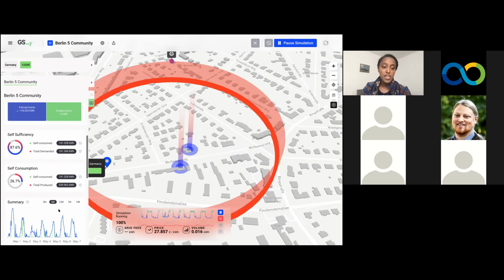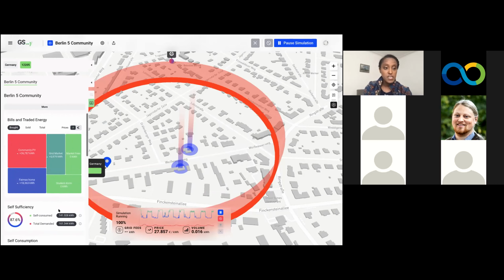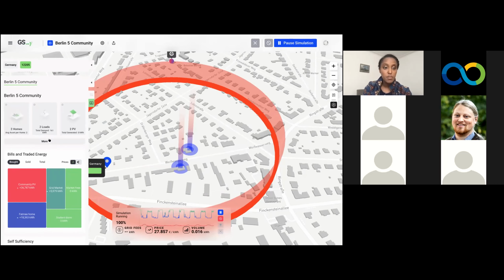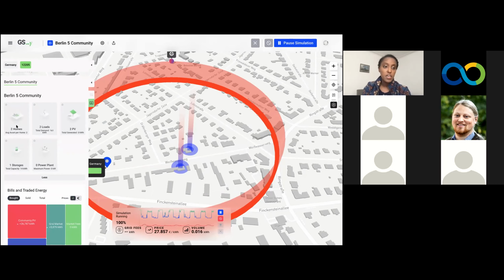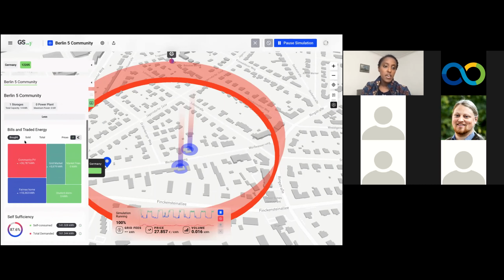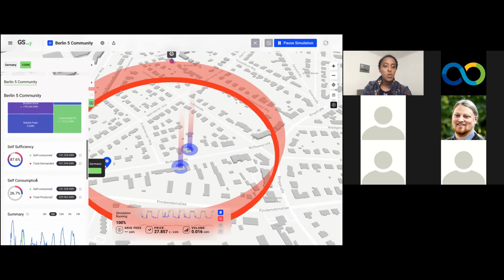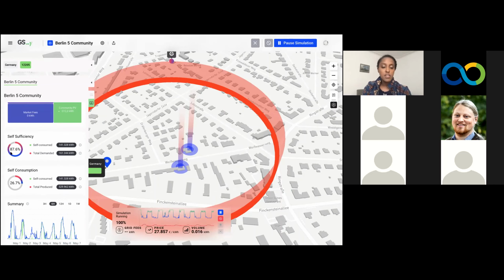At the end of the simulation, you can see here, for example, in my Berlin 5 community, I had two homes, two loads, two PVs, and storages. Here I can briefly see the energy bills, what was bought and sold by each and every energy asset or market, which represents the homes or the community PV. We now calculate self-sufficiency and self-consumption of the community. This can also be done for the individual homes.